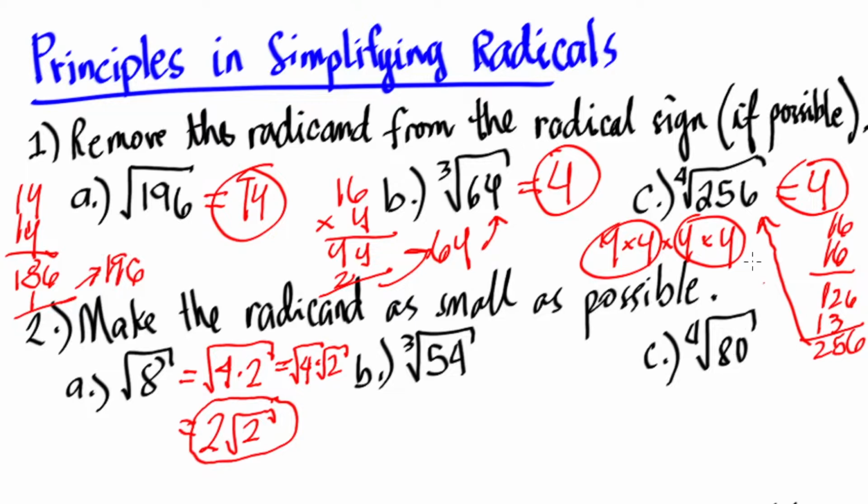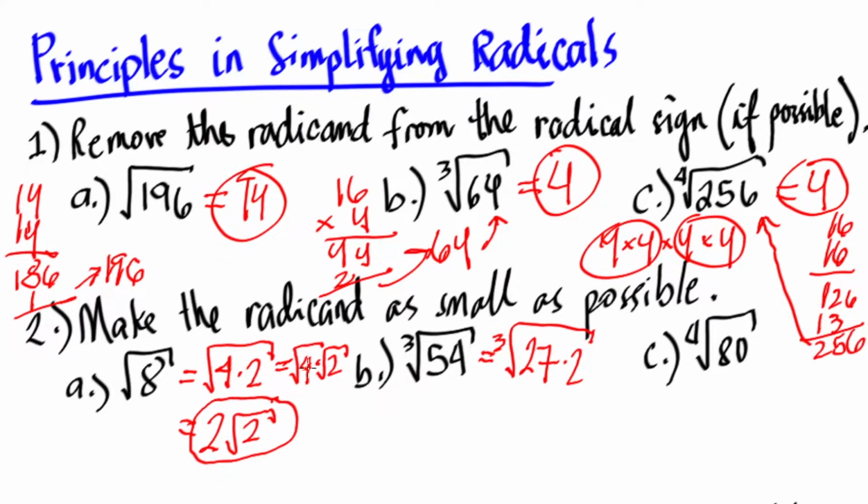Okay, so maybe you can think of a number which is a factor of 54, and that's a perfect cube. Eventually you will see that that number is actually 27. 27 times 2, not 3. Okay, so 27 times 2. So we know the cube root of 27 is equal to 3.